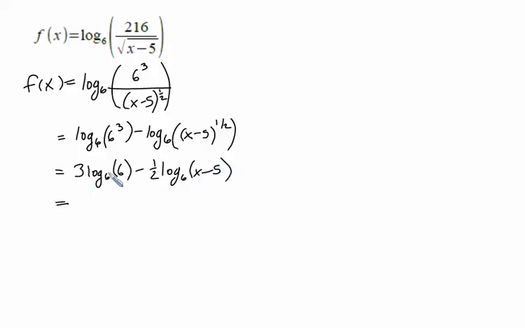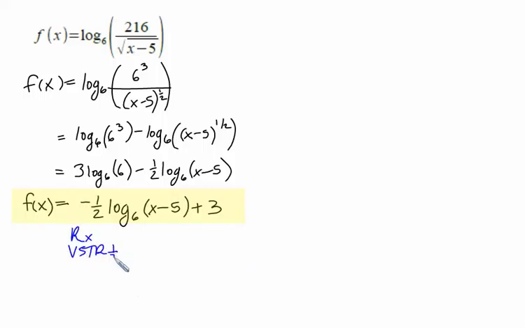When we simplify, the log base 6 of 6 is 1 because 6 to the first power is equal to 6. So as we simplify this, we can rewrite it as negative 1/2 log base 6 of x minus 5 plus 3. That's the form that's most helpful to sketch a graph of this function by hand, because now we can write out its transformations. It reflects across the x, has a vertical stretch of 1/2, moves to the right 5, and moves up 3.